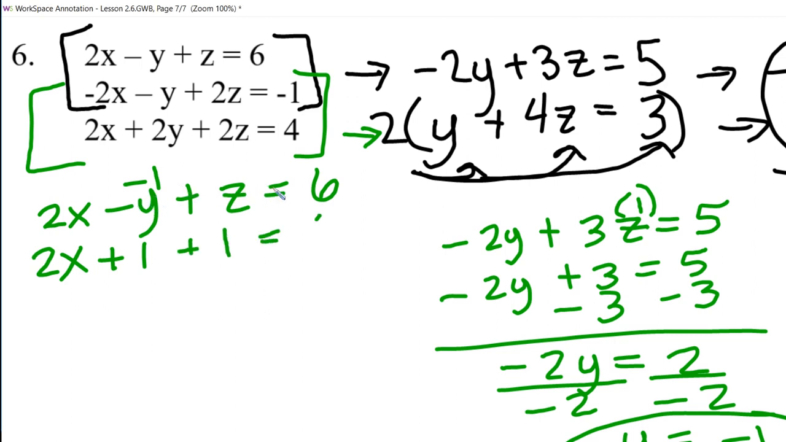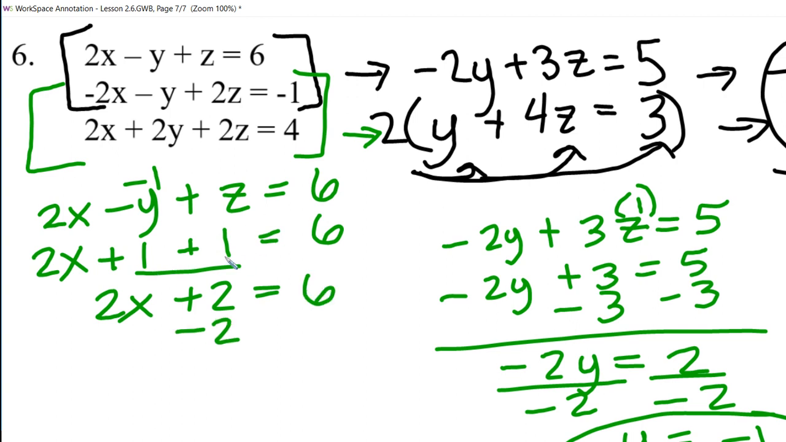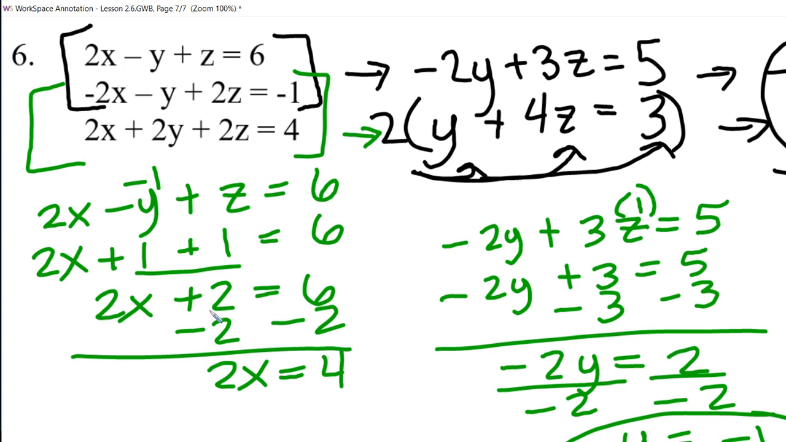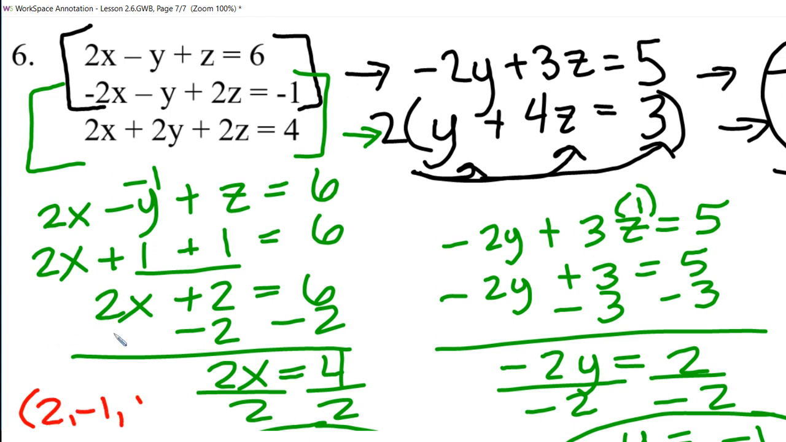What's next? Combine like terms. 1 plus 1 is 2, so 2x plus 2 equals 6. Subtract 2 from both sides. We get 2x equals 4. Divide both sides by 2. We get x equals 2. So what would my ordered triple be? 2, negative 1, 1. So x, comma, y, comma, z.